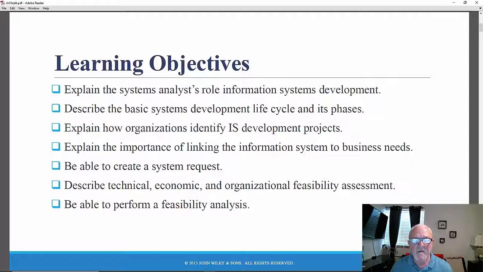Here are the learning objectives for this first chapter. The most important ones are the first several, looking in some detail at the systems analyst's role in information system development, this video in particular. Describing the basic system development lifecycle and its phases, that's also important and a recurrent theme in the entire course. Explain how organizations identify information system development projects and the importance of linking the information system to business needs.